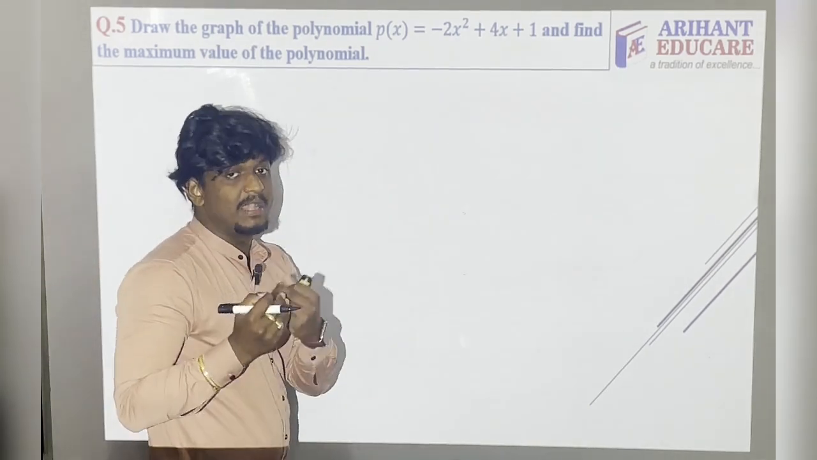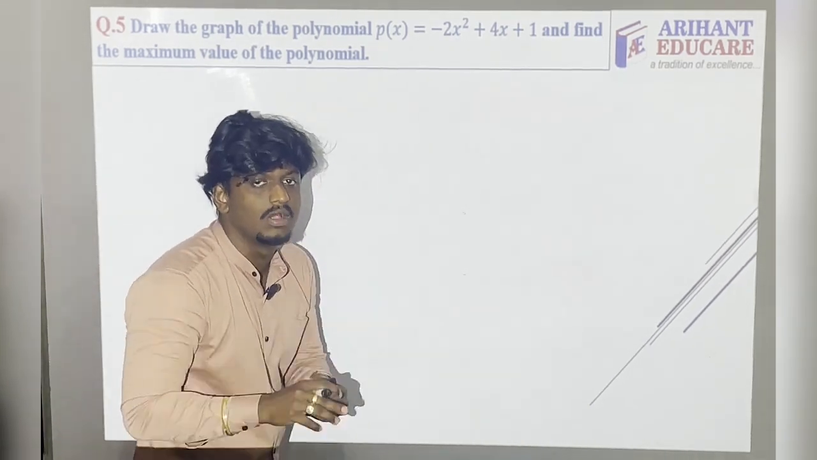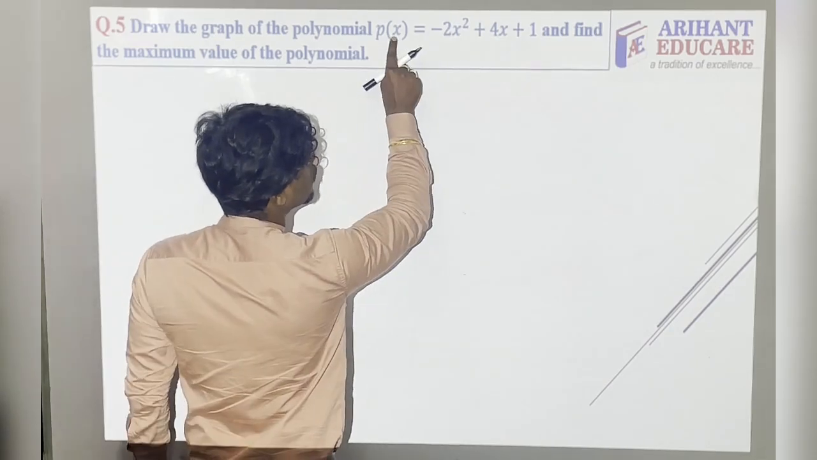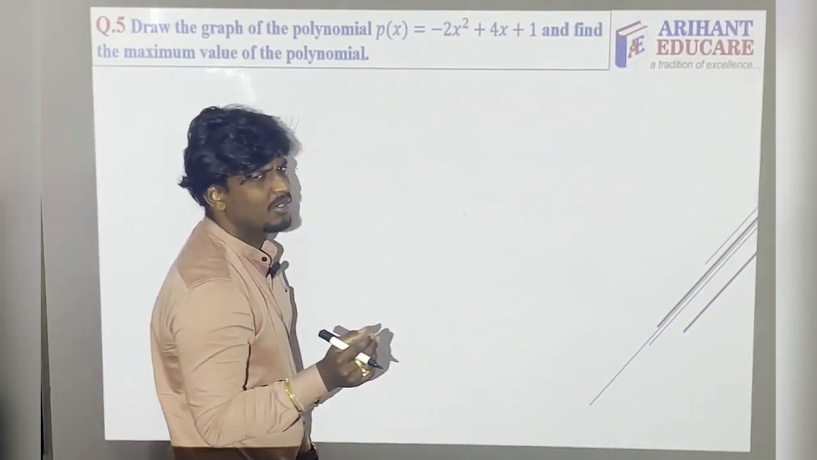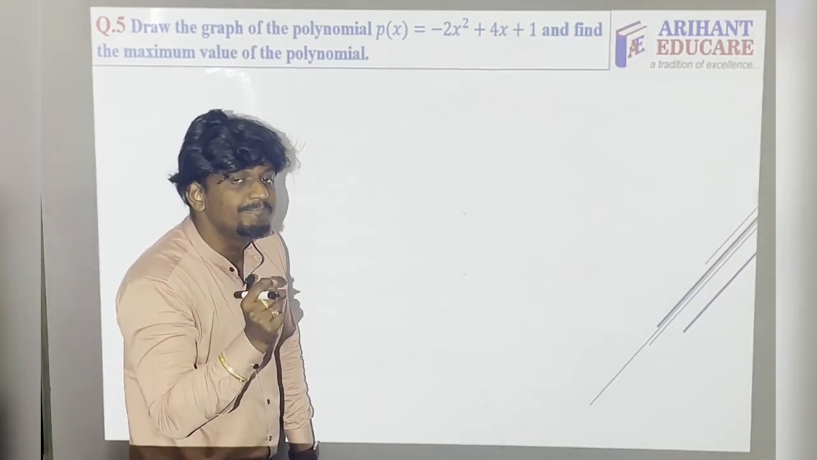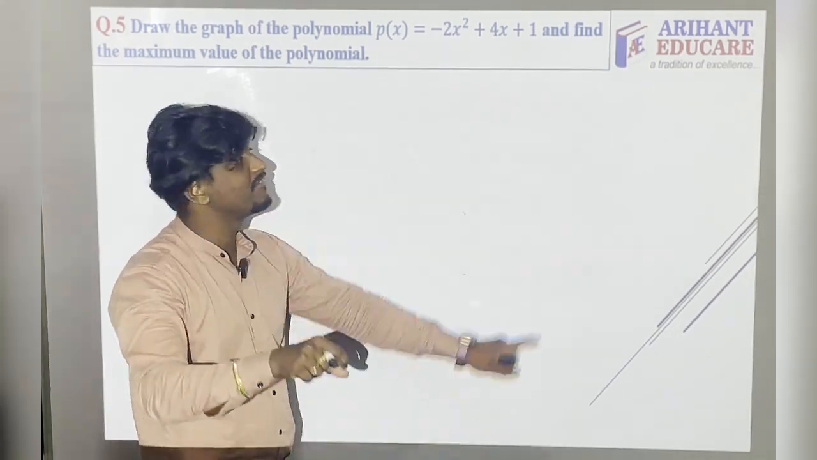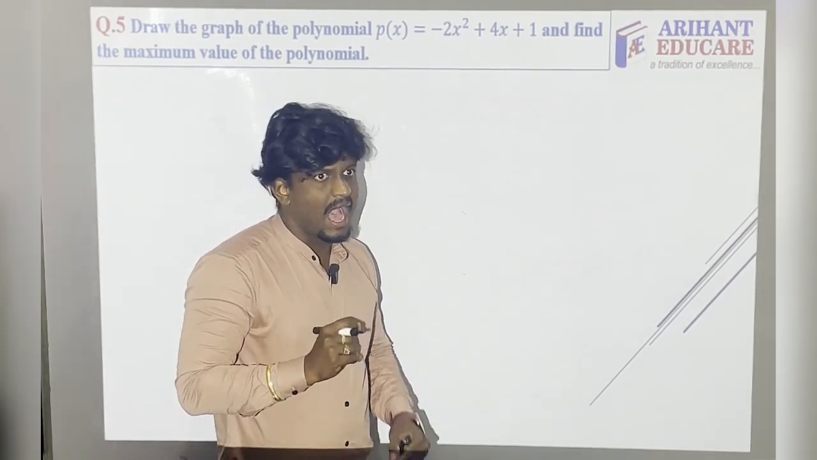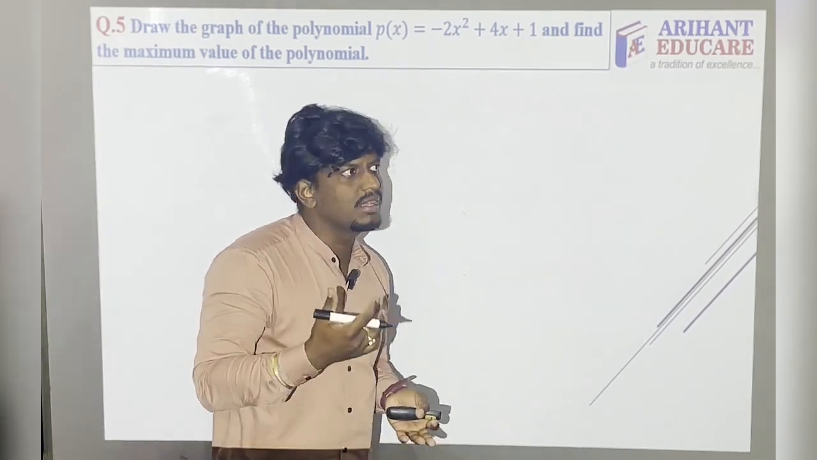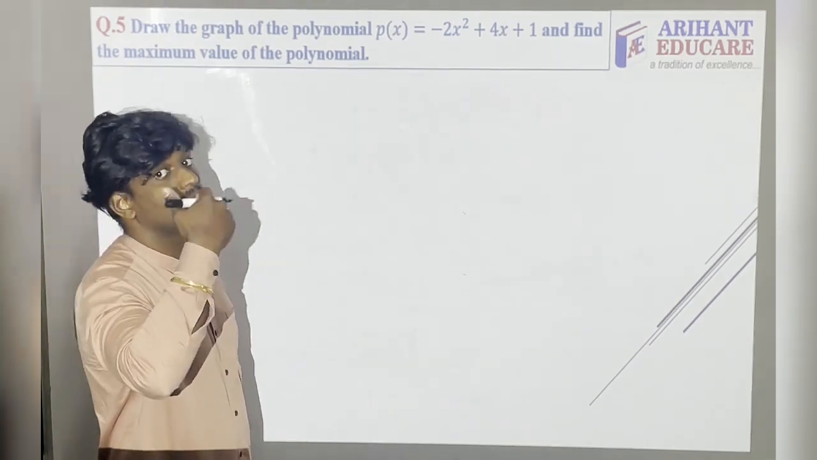P of x, let me find P of 0. When I say P of 0, instead of x, I'm putting 0. The P of 0 will be minus 2 into 0 square plus 4 into 0 plus 1. That means, obviously, I'm getting 1. So, what is that 1? 1 is the value of the polynomial when I put 0 instead of x. So I got 1. I might get any number, right? So they're asking us what could be the maximum value.